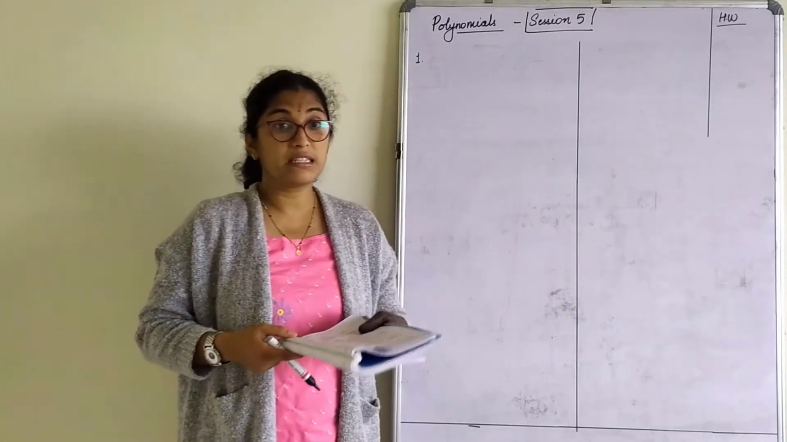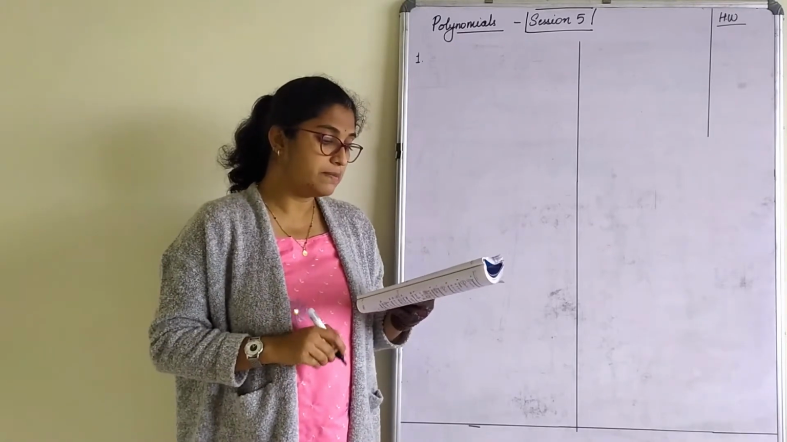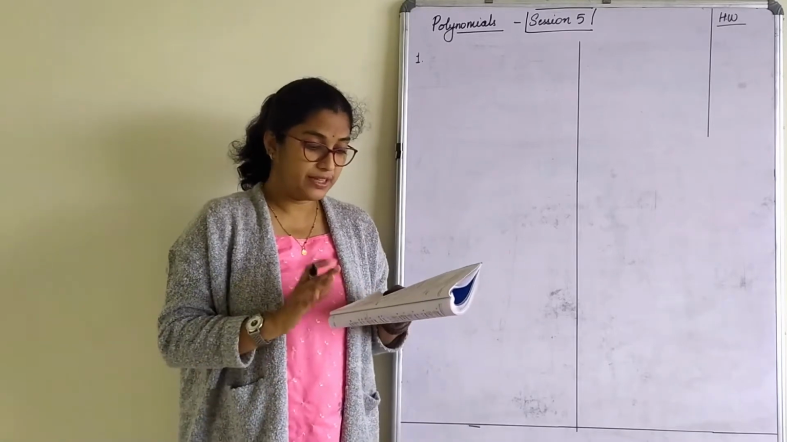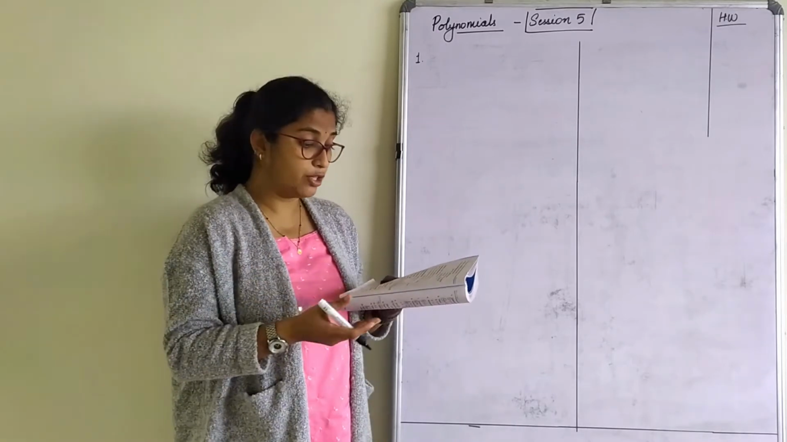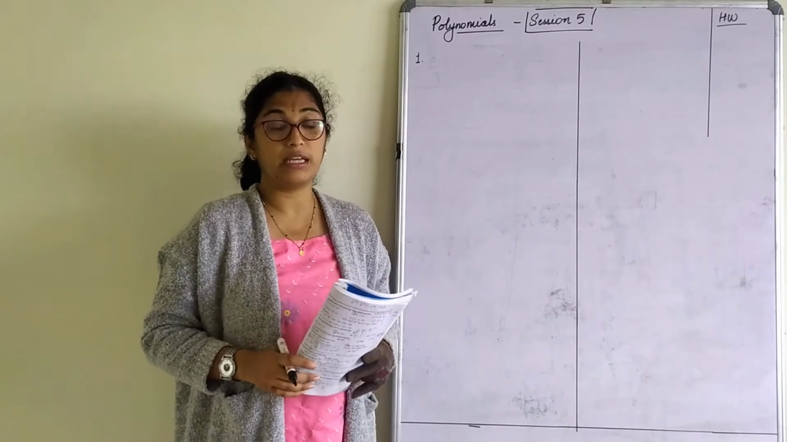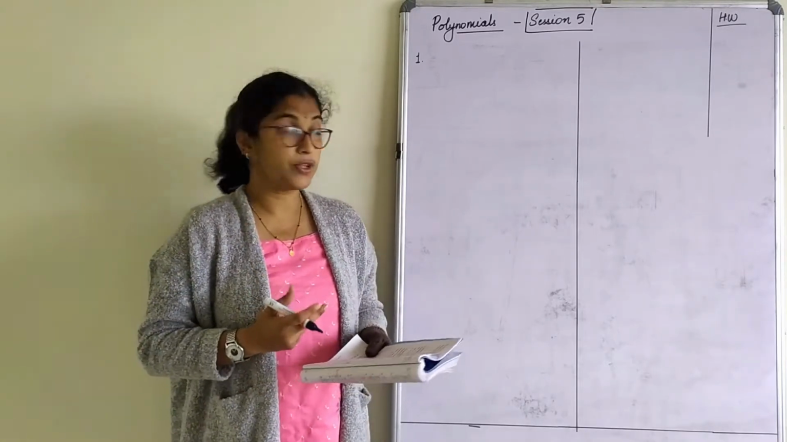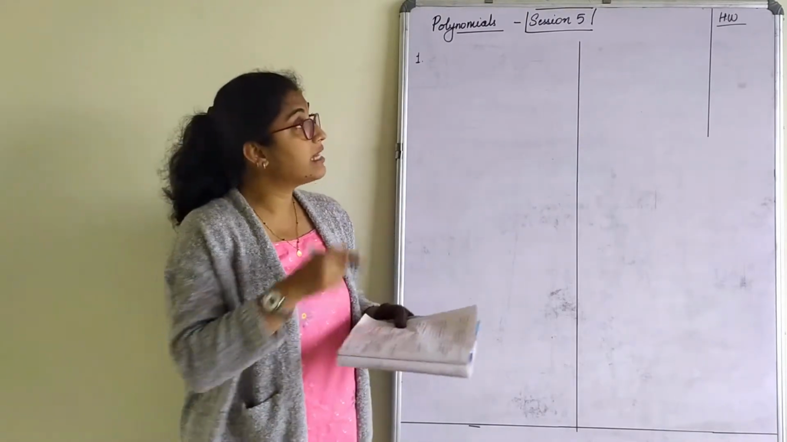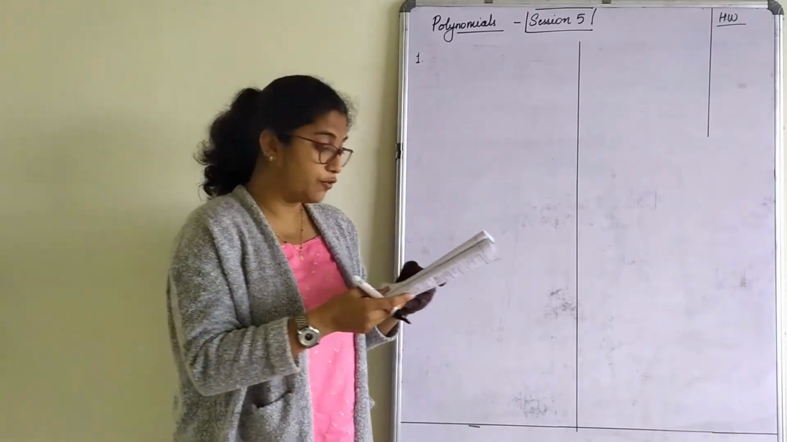We'll start with the last exercise of this chapter, polynomials. Use suitable identities to find the following products. They have given us some expressions. We need to find the product of those expressions by using suitable identities only. Now which identity is suitable for what? You should know them better, right? Again there's a homework column. So I will go on writing the homework part in that column, so you can make a note of it.